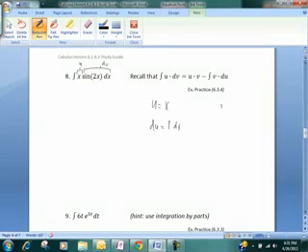Now, a little different than I did it in class. I'm going to put my dv up here, and then I'm going to put my v down below. All right, so dv is everything else. dv is sine of 2x with respect to x. And to find our original v, we have to integrate this.